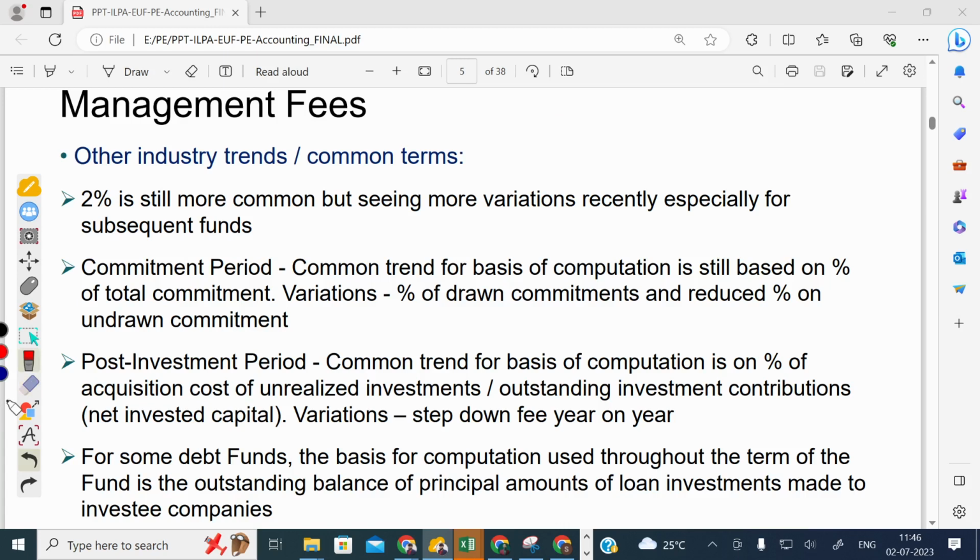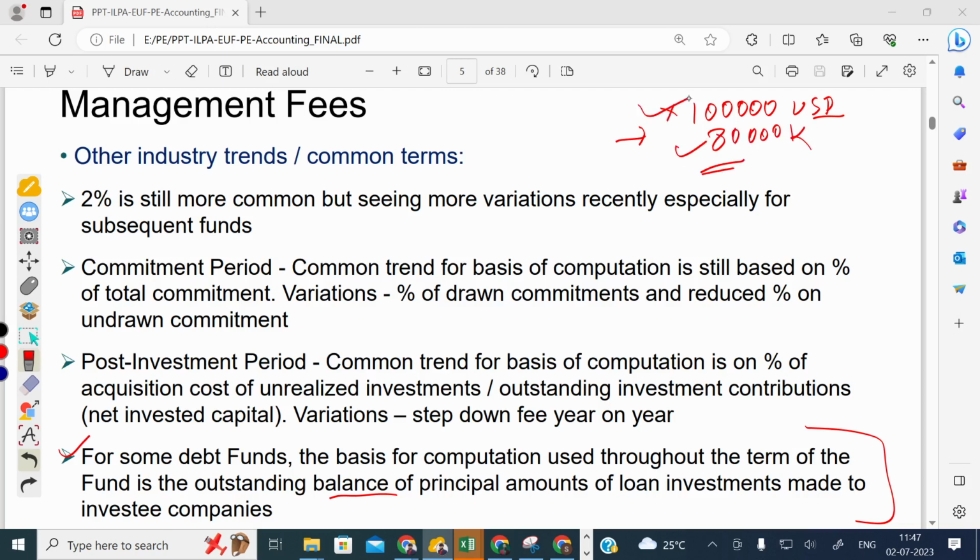Okay. For some debt funds, the basis for computation used through the term of the fund is the outstanding balance of principal amount of a loan investment made to the investee companies. So it means if you see any loan fund as such, the management fees will be charged on the outstanding amount, outstanding loan amount. For example, let's say initially it was invested 1 lakh USD. After 1 year, let's say outstanding is only 80K. Fees will be charged on this amount, not this amount.